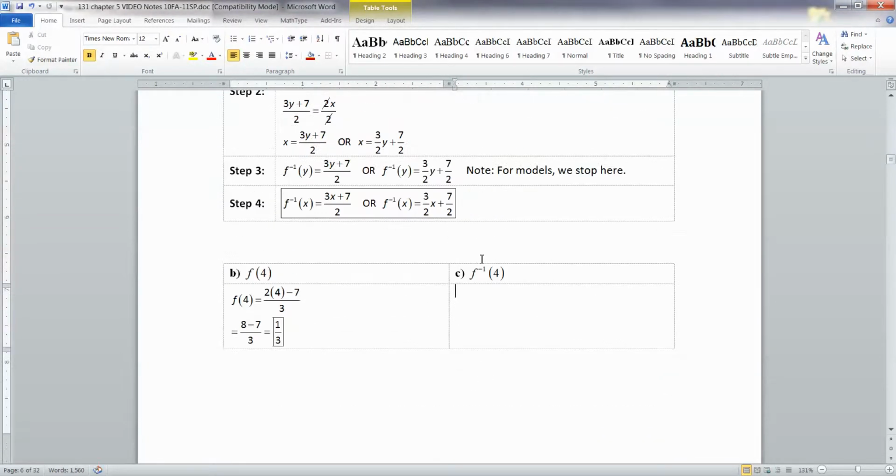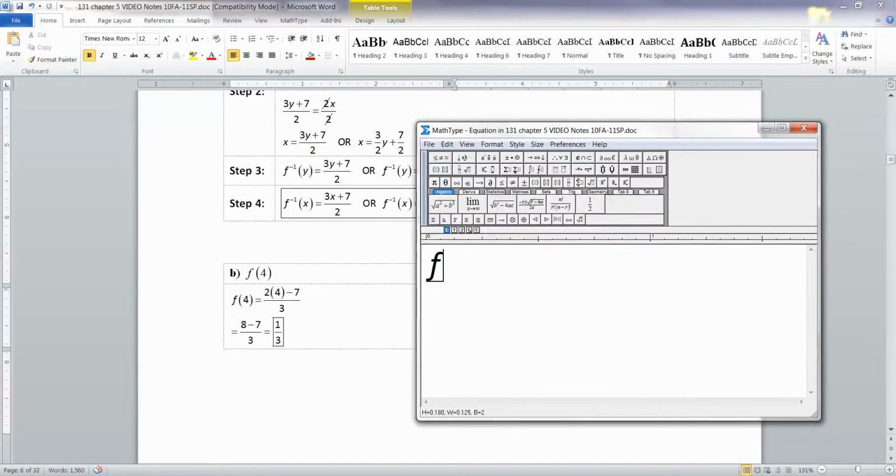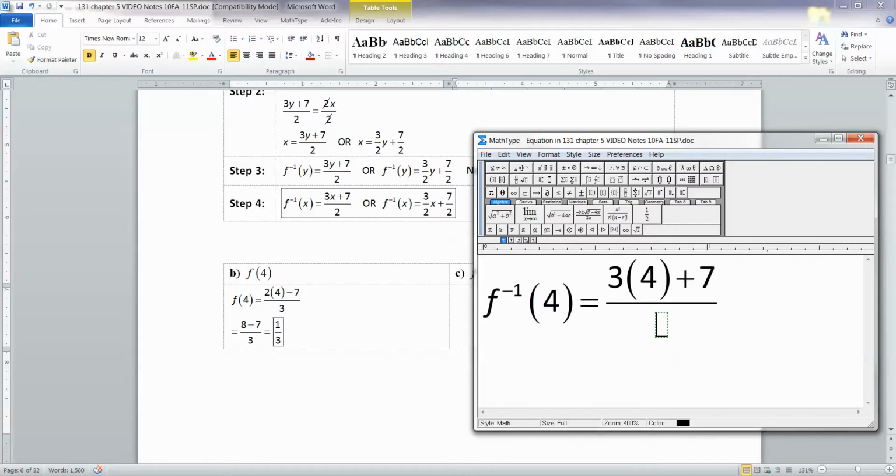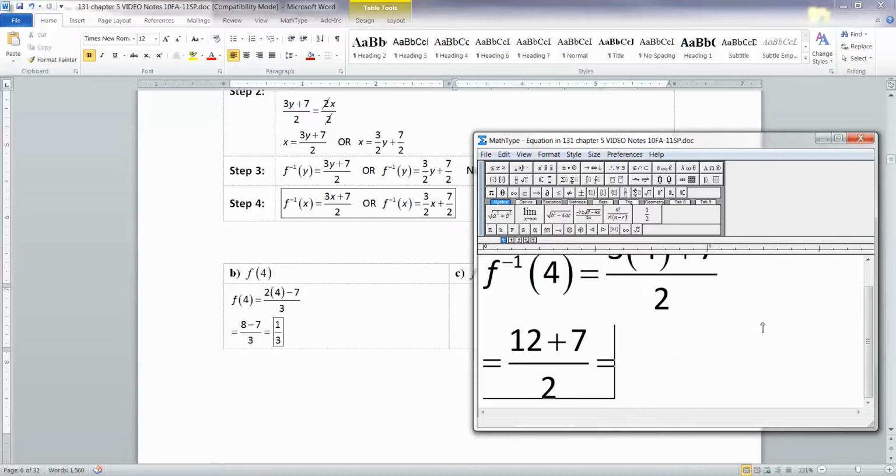All right, what about f inverse? See the little -1? That means you're going to have to substitute it into the inverse function. So f inverse of 4. And you can put it into either one. I think the big fraction one's actually a little bit easier, but you can put it into either one. So 3 times 4 plus 7 over 2. Now remember, order of operations, you got to deal with that division bar part first. So it's 12 plus 7 over 2, which is 19 over 2. And you're done.